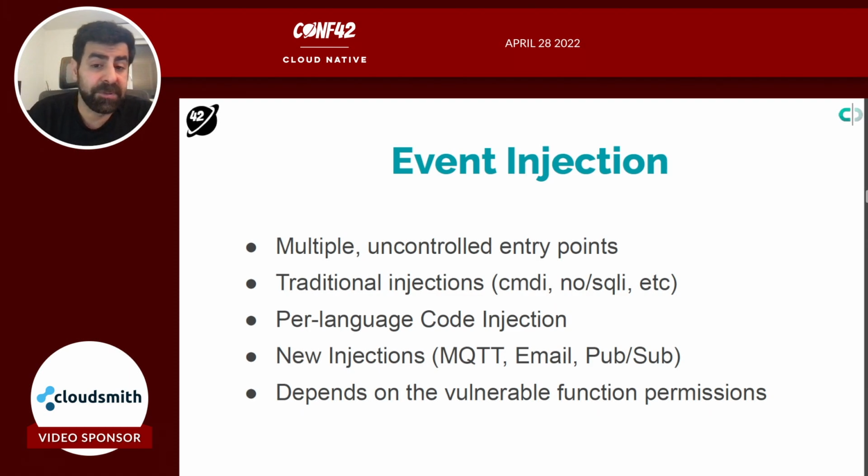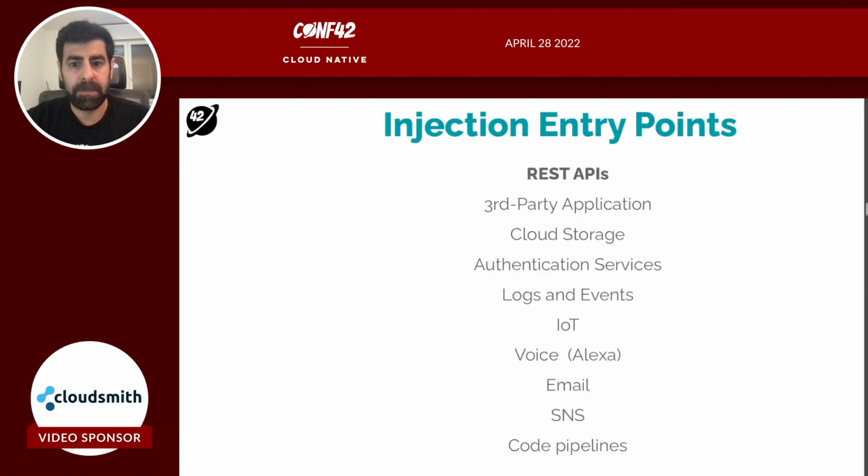Code injection, depending on the runtime of the function. And there are new types of injection, like email injection, which we'll see later on, MQTT, PubSub, so things that you weren't really familiar with, and even voice command injection. The impact depends on the function's permission. So if I have an injection attack, the impact that the attacker can cause depends on what the function can do in the cloud.